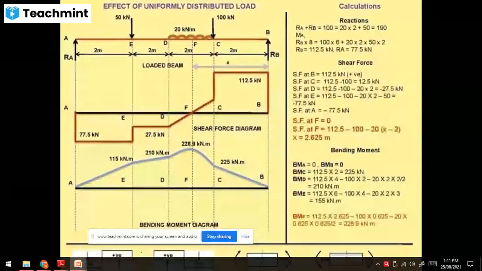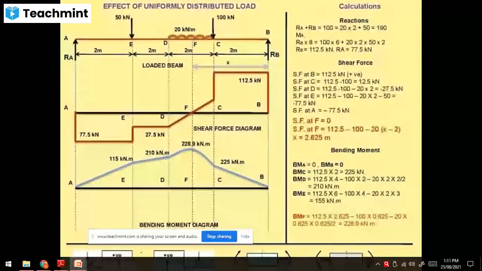Please try to find out whether values are correct or not. If any doubt about how values came, you can ask me. Please go through all the values. Please, this numerical is just for practice.